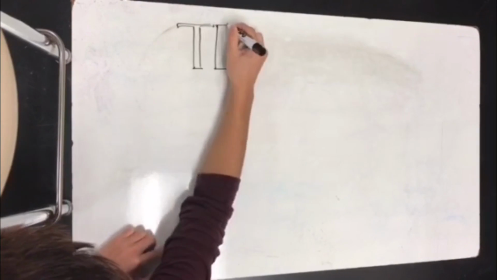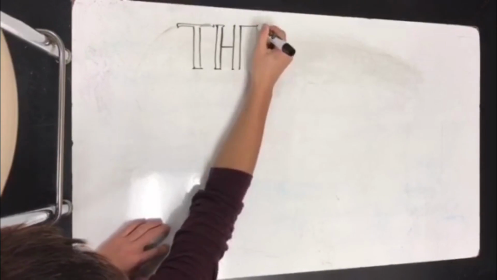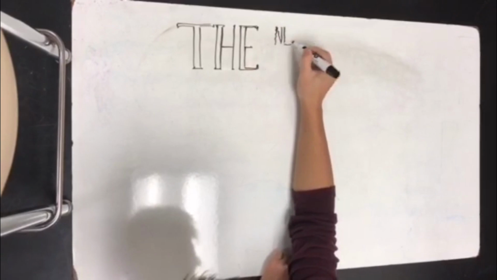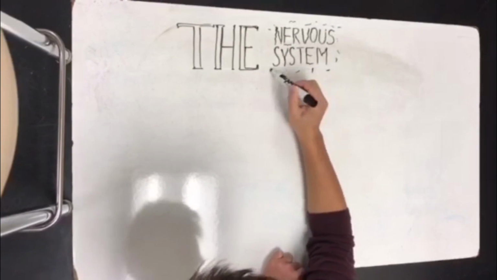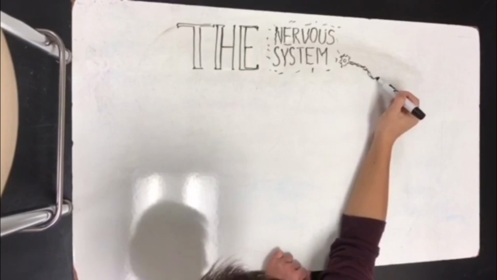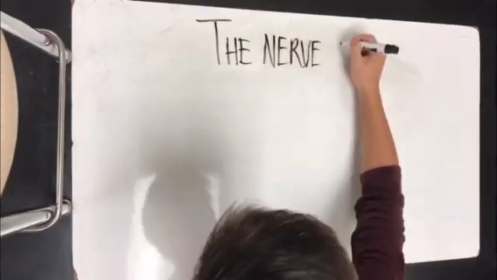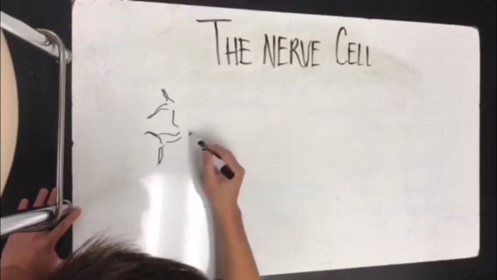The nervous system is an extremely complex system of chemical interactions that allows human intelligence and most life as we know it to exist. In this presentation, we will be detailing how this system works. The base unit of the nervous system is the nerve cell.